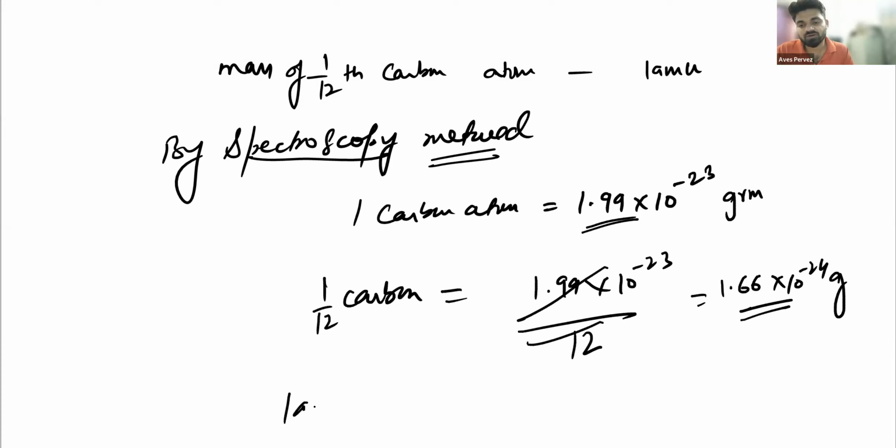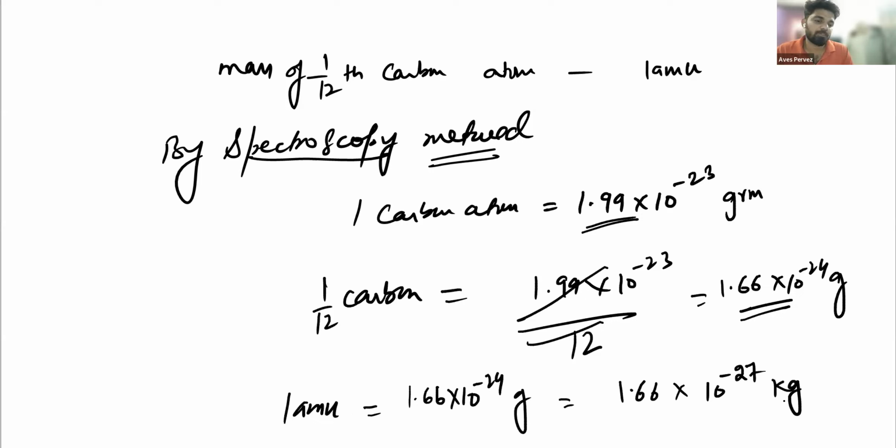Sir, how did it become 24? When you divide it, you get the decimal here, and the power becomes minus 24. So 1 AMU is equal to 1.66 into 10 to the power minus 24 grams, and this is equal to 1.66 into 10 to the power minus 27 kilograms. Okay, let's move further.